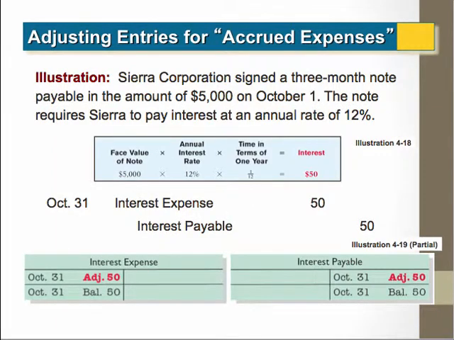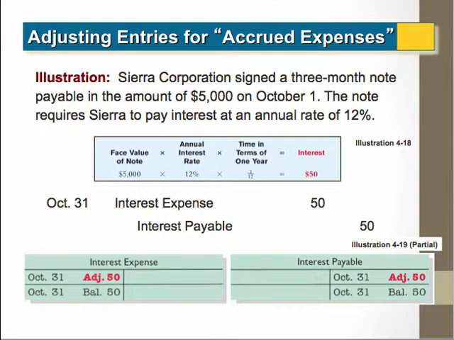So here's an example. Sierra Corporation signed a 3-month note payable in the amount of $5,000 on October 1st. The note requires Sierra to pay interest at an annual rate of 12%. So, the $5,000 we borrow, we need to pay interest at a rate of 12% per year. Now, we don't have to pay 12% in total each month. We need to pay 1/12 of the 12%.